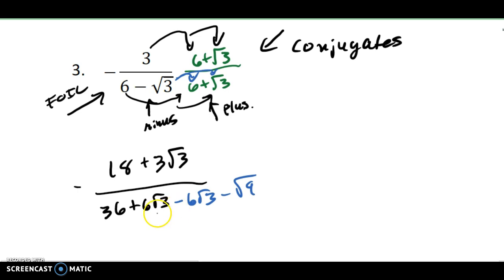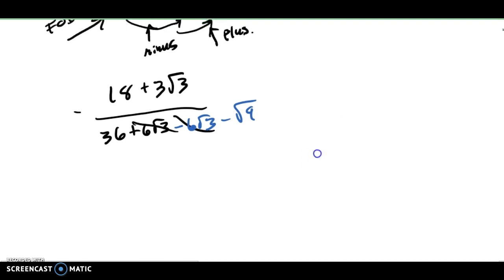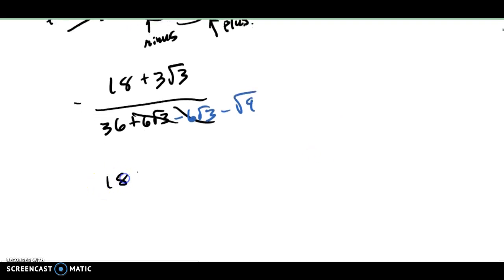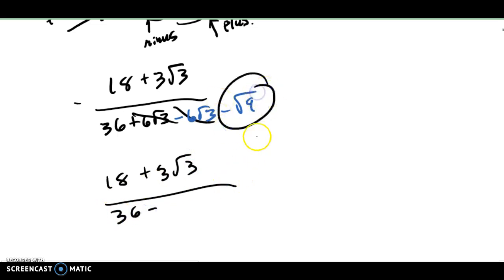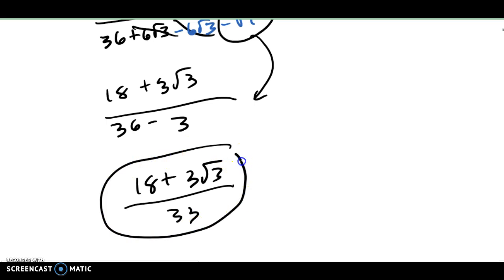Now if we did this right, these will cancel. The top, there's nothing to do, it's all simplified. So we're just going to bring that down. And we're going to get 36 minus, and then this is 3. So I'm going to bring that down. And so we're going to get 18 plus root 3, or 3 root 3 over 33. I'm going to circle this because if you got that far, I'm pretty happy with you. I'd give you a B for that, for sure.